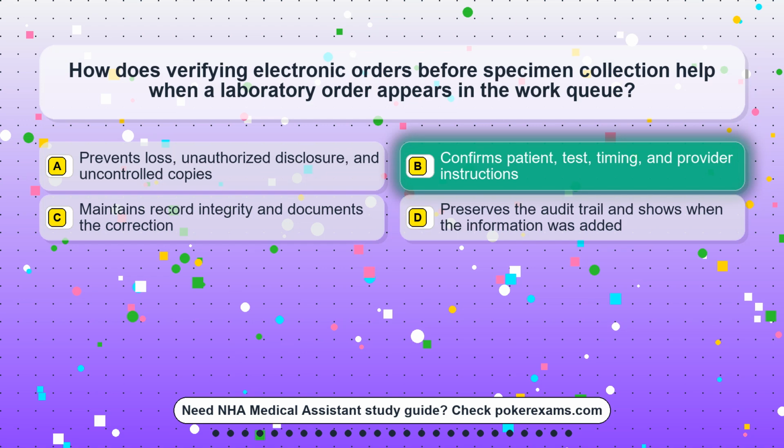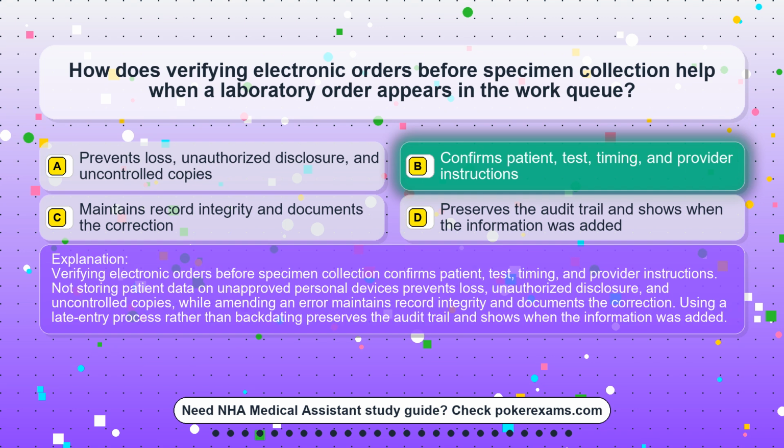The correct answer is option B, confirms patient, test, timing, and provider instructions. Verifying electronic orders before specimen collection confirms patient, test, timing, and provider instructions. Not storing patient data on unapproved personal devices prevents loss, unauthorized disclosure, and uncontrolled copies, while amending an error maintains record integrity and documents the correction. Using a late-entry process rather than backdating preserves the audit trail and shows when the information was added.